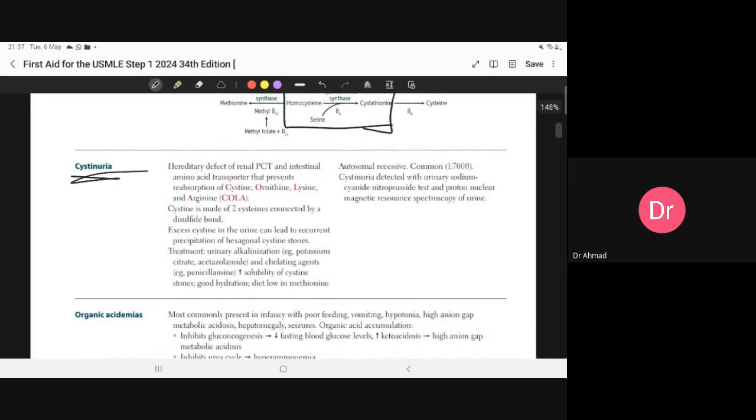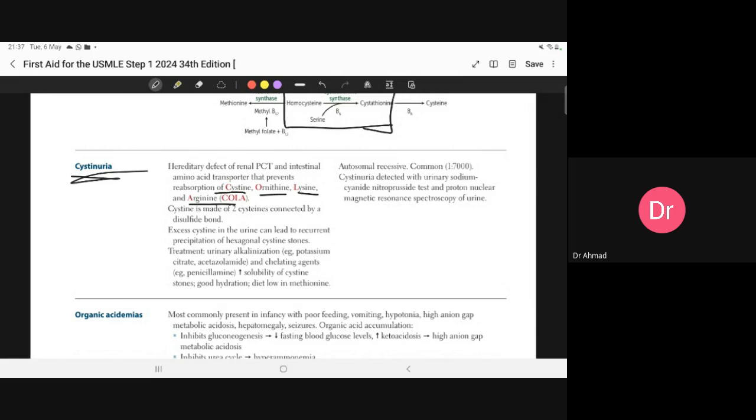This is cystinuria. This is very different. Whenever you hear the word cystinuria, you should remember the COLA amino acids. COLA amino acids are basically cysteine, ornithine, lysine, and arginine. Okay, and what is the defect in this disorder? Your proximal convoluted tubule cells fail to develop the transporters or enzymes that help with the absorption of these COLA amino acids.